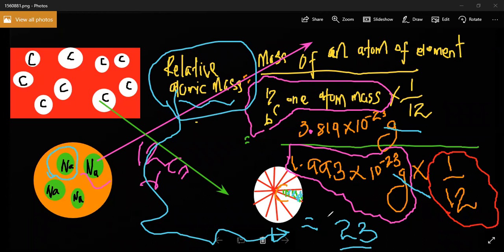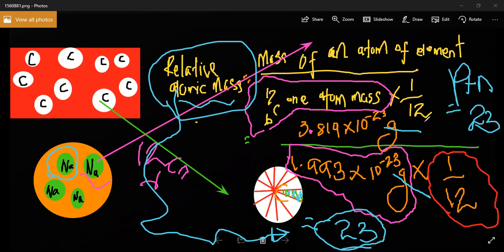How did I get this 23 very easily? We already know the mass number of sodium. Can you tell me the mass number of sodium? Proton plus neutron in sodium, how much? 23. Am I right? Yes. That number value would be equal to this one. But that is mass number. This is relative atomic mass.